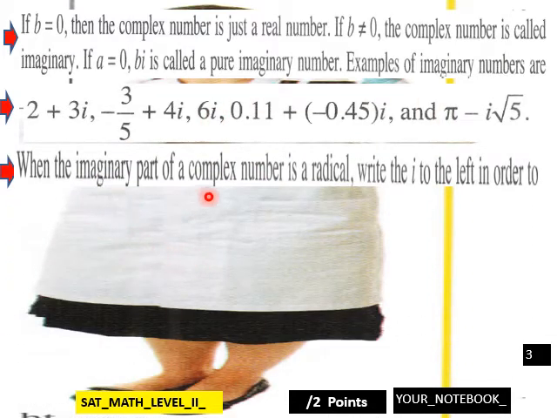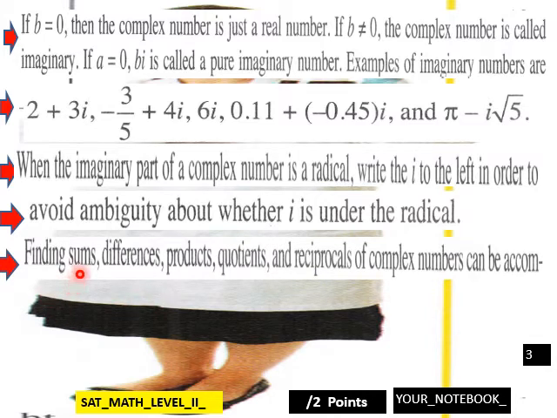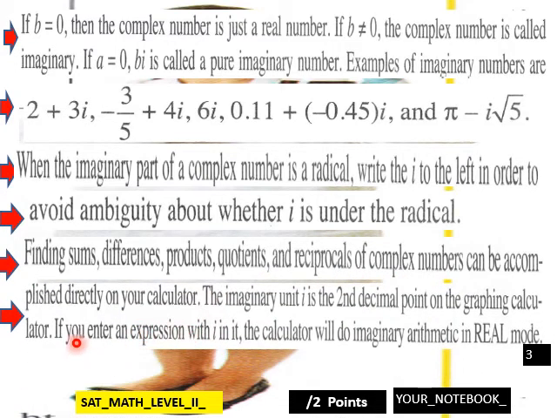When the imaginary part of a complex number is a radical, write the i to the left in order to avoid ambiguity about whether i is under the radical. Finding sums, differences, products, quotients, and reciprocals of complex numbers can be accomplished directly on your calculator. The imaginary unit i is the second function of the decimal point key on the graphing calculator. If you enter an expression with i in it, the calculator will do imaginary arithmetic in real mode.